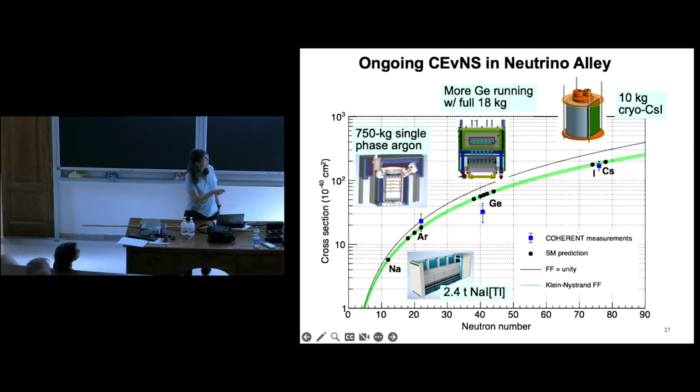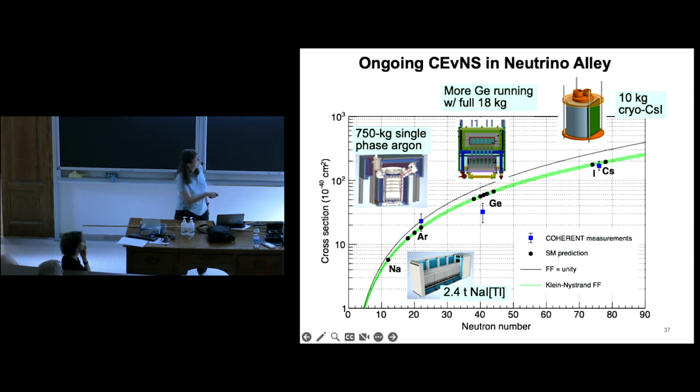We have funding, mostly Korean funding, for a 750 kilogram single phase argon detector, an upgrade of our 22.5 kilogram detector. This detector's coming to Oak Ridge in the summer and should be taking data next summer, 2025. We have 2.5 tons of sodium iodide, of which about half is deployed now.